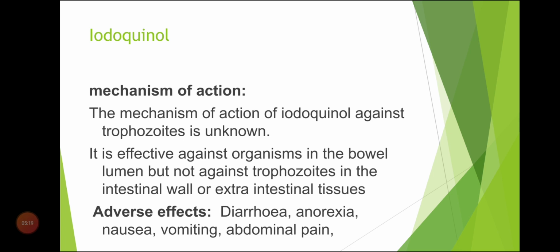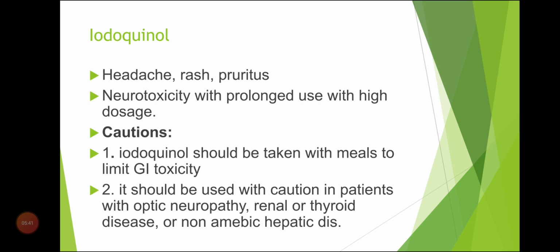Mechanism of action of iodoquinol. The mechanism of action of iodoquinol against trophozoites is unknown. It is effective against organisms in the bowel lumen but not against trophozoites in the intestinal wall or extra-intestinal tissue. Adverse effects are diarrhea, anorexia, nausea, vomiting and abdominal pain, headache, rash, pruritus, and neurotoxicity with prolonged use at high dosage.